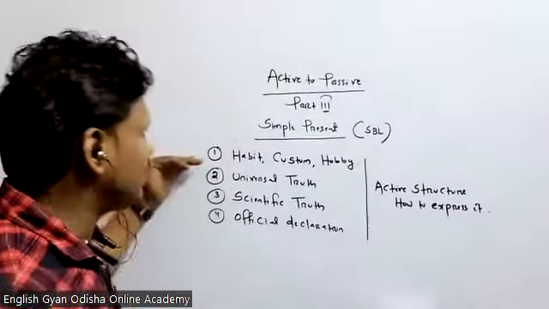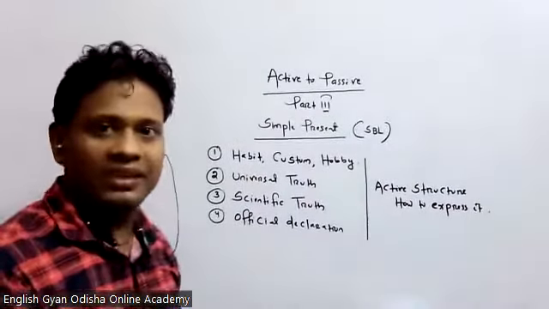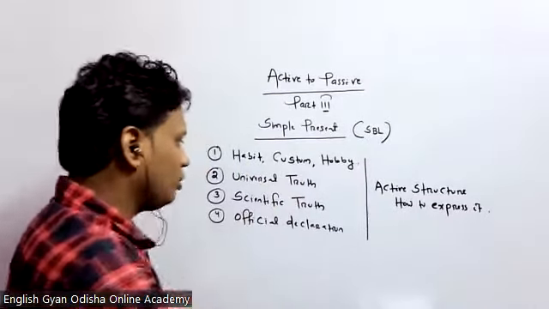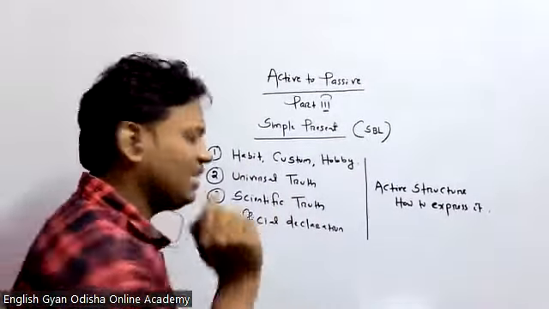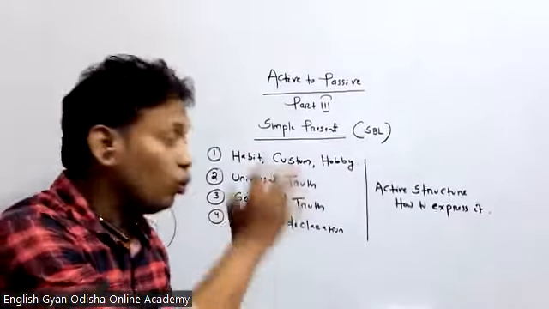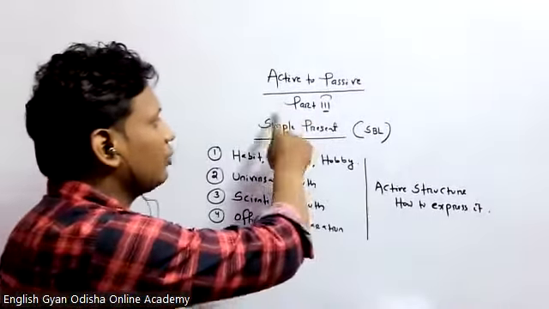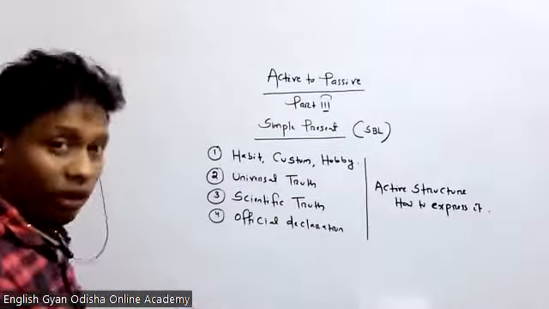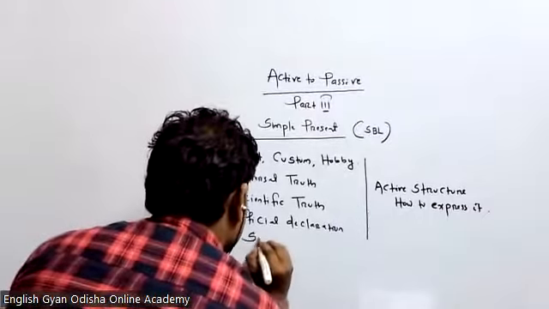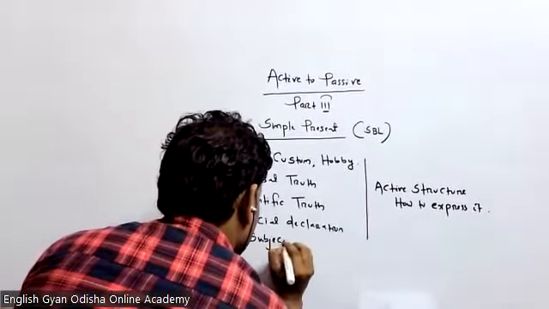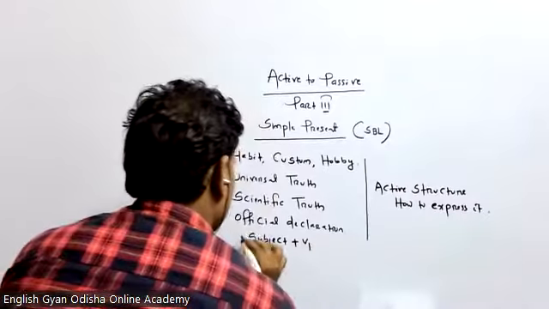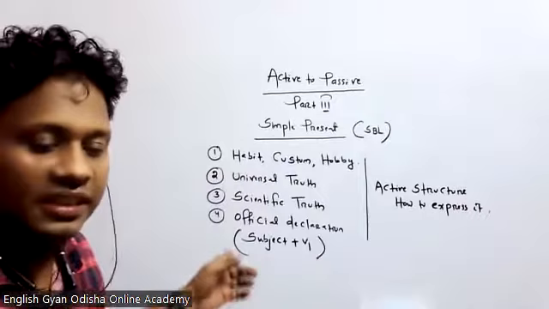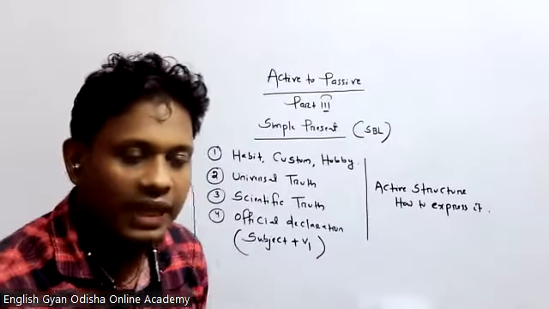So these are the things I've already informed you. If you remember clearly, you can say habit, custom, hobby, universal truth, scientific truth, and official declaration. These are the situations where you can use the simple present form. And what is the structure? Structure is called subject plus V1. Already informed. This is something called subject plus V1, and this is the thing I have already explained to you.